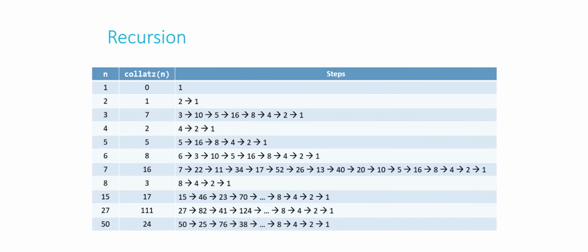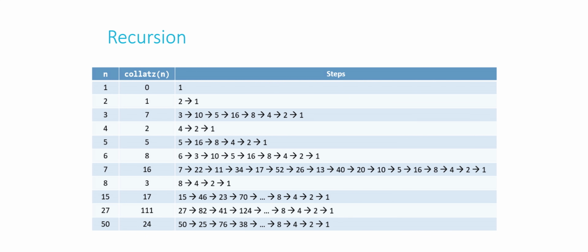Now, I've put up on the screen here a couple of test cases for you to see what these various Collatz numbers are, and also an illustration of the steps that need to be gone through so you can see this process in action. So if n is equal to 1, Collatz of n is 0. You don't have to do anything to get back to 1. You're already there. If n is 2, it takes 1 step to get to 1.